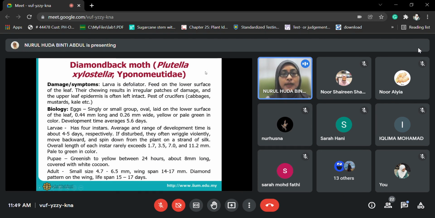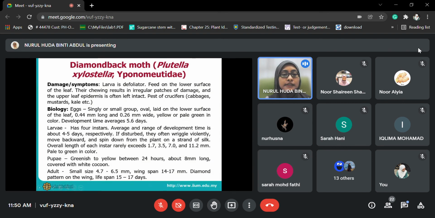Okay, the next moth, we have the diamondback moth, Plutella xylostella, or DBM. This one is the famous one when you are talking about pests of crucifers. The cabbage family, mustard, broccoli, kailan, sawi. So all kinds of crucifers are actually hosts for this DBM, diamondback moth. And the larvae is a defoliator. So the symptoms are almost similar. It will eat until it is left like a skeleton, same as the armyworm earlier.